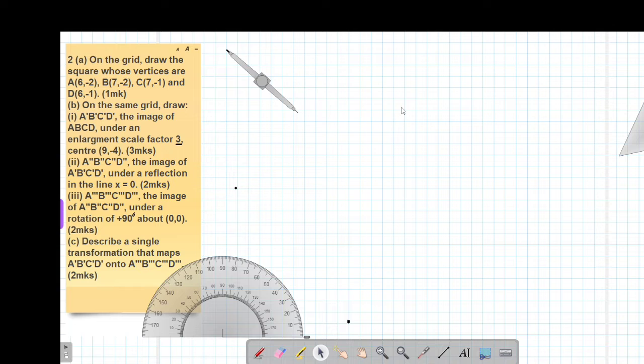It's our second lesson on transformations. So today we are looking at example 2, which is combining rotation, reflection, and also enlargement.